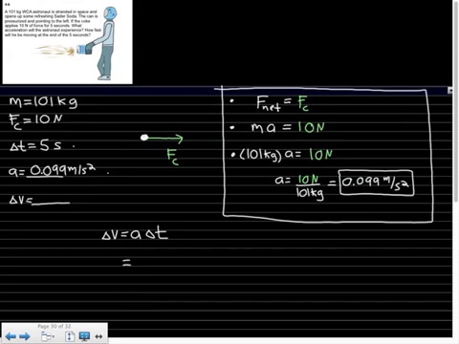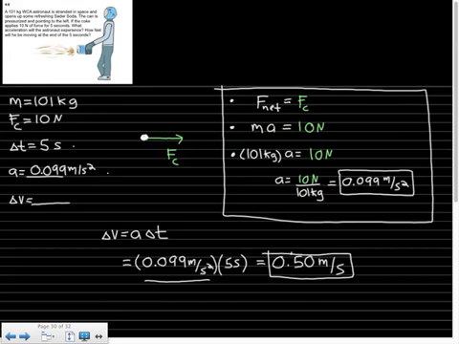We know the acceleration, we just solved for it, 0.099 meters per second squared, times a time of 5 seconds. Think about it, you're increasing your velocity by 0.099 meters per second every second, and you're doing that for 5 seconds. So you multiply it by 5, and you get a total change in velocity of 0.5 meters per second. So there is our velocity.